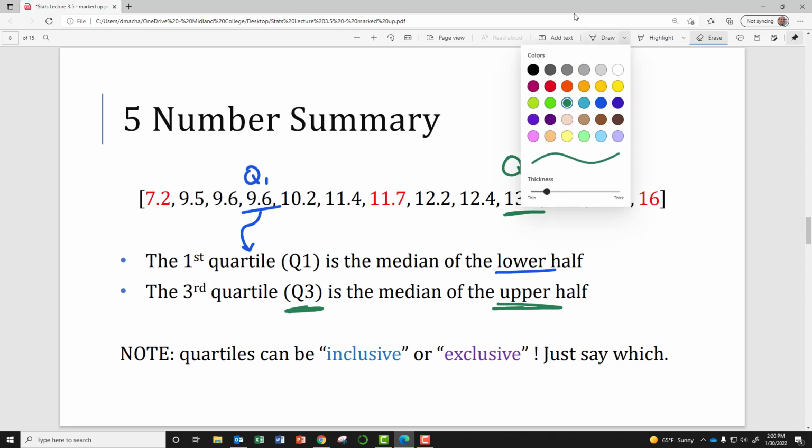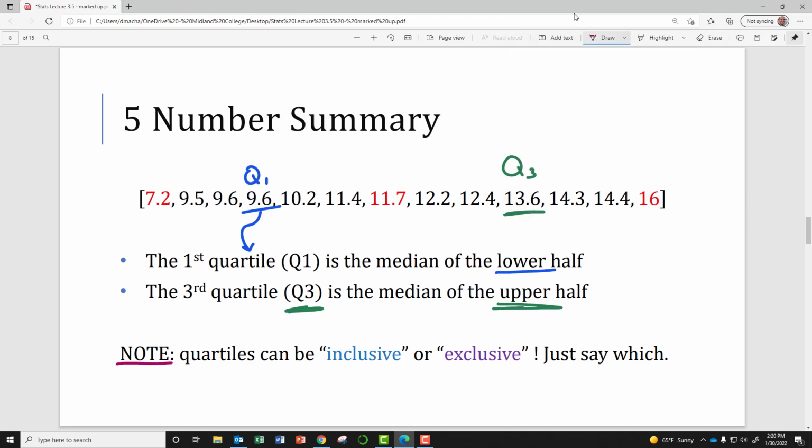Although I kind of glossed over this fact so far, I'll mention it now. Quartiles can either be inclusive or exclusive. Inclusive means you include the median in the half of the numbers that you're considering, and exclusive means that you always exclude the median. What I just did, if you remember, is I actually included the median as I was finding the first and third quartile.